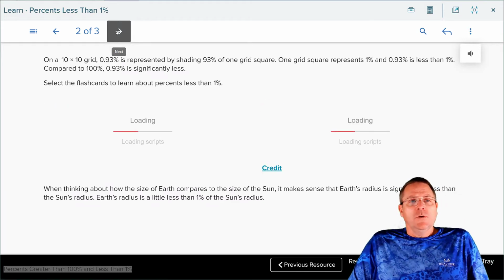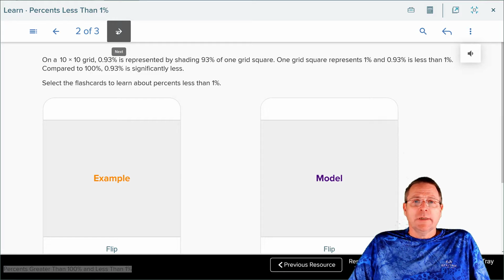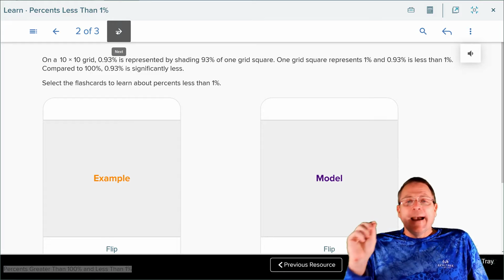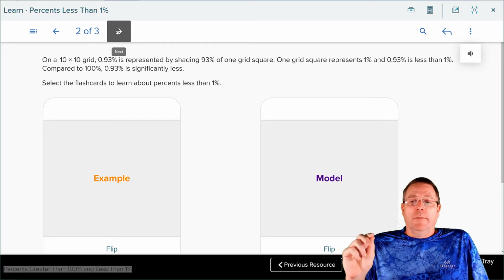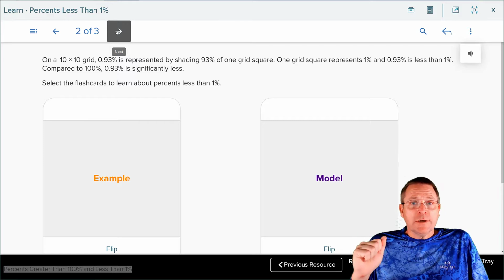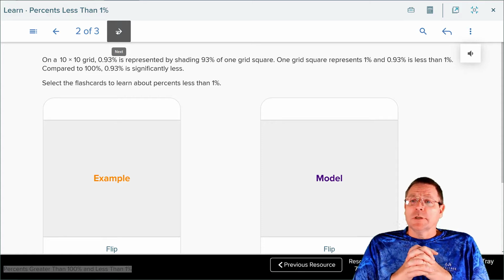On a 10 by 10 grid, 0.93% is represented by shading 93% of one grid square. Wow. Think how tiny those grid squares are and you get to shade 93% of one of them? This ought to be fun. One grid square represents 1% and 0.93% is less than 1%.